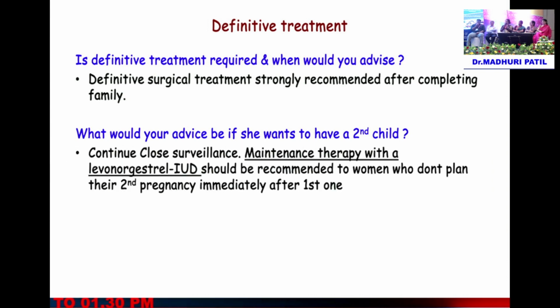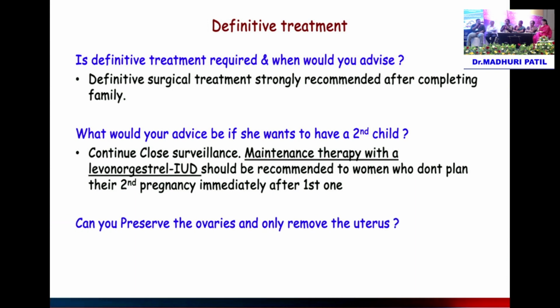She should be under follow-up every 3 to 6 months. Then she can again go for help if she is finding it difficult to conceive. Can you preserve the ovaries and remove only the uterus in this patient? Yes, of course, it depends on age.